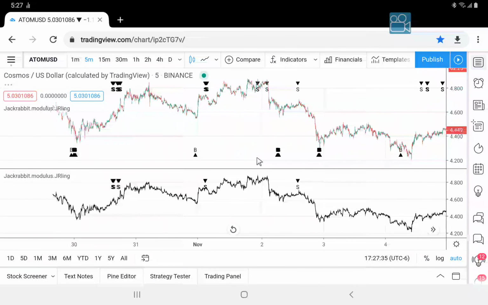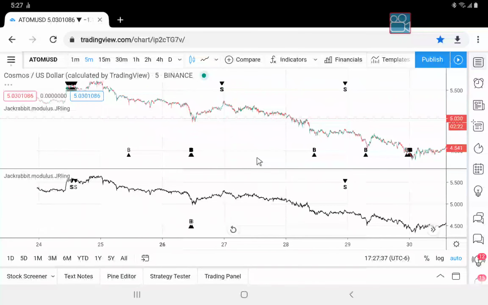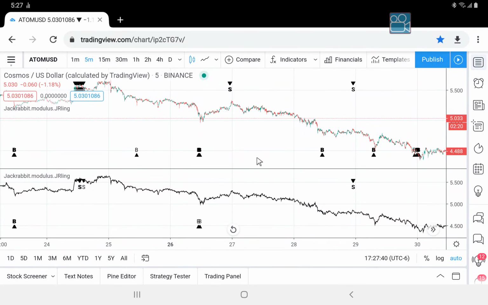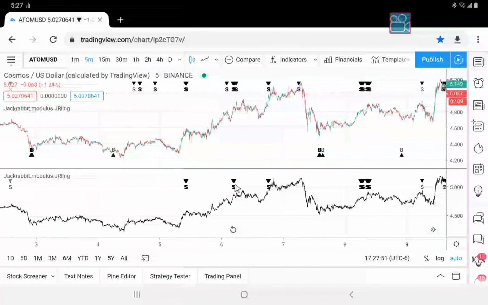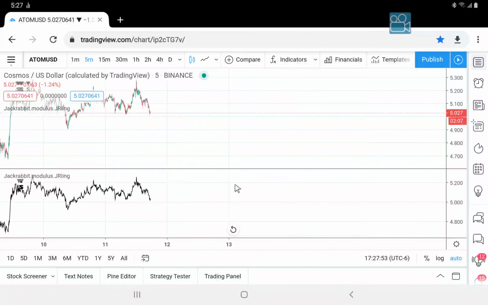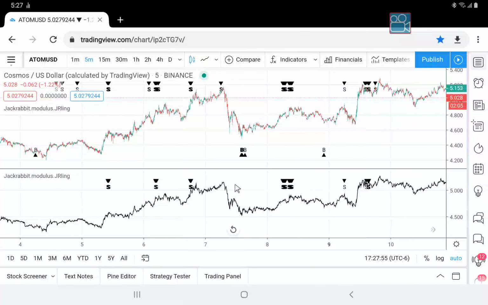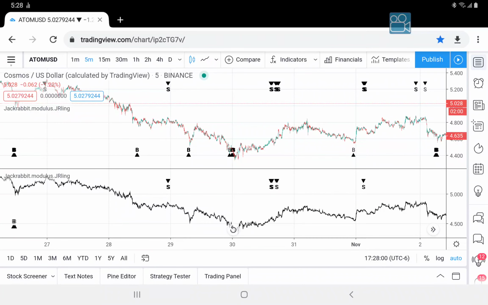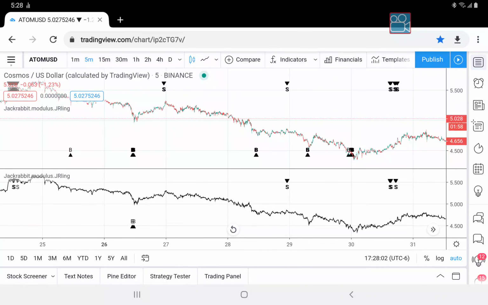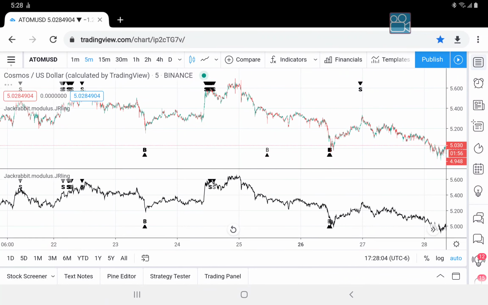So let's see if we can find a buy signal. Here we go. Here's a buy signal, but this is a weak sell signal. And of course we have more buy signals. Actually, no, we don't. We should say we will have more buy signals, where accumulation will take place, since that is what Jackrabbit is famous for.